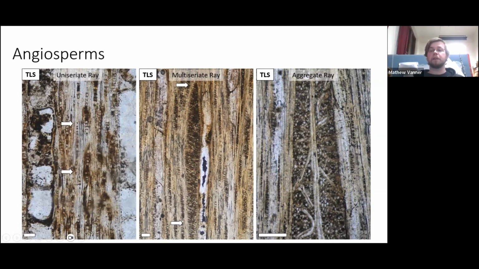They can also be aggregates, in which you have a bunch of smaller rays which have been aggregated together. In hand specimen, this looks like a single ray, but when you look at it underneath the microscope, you realize it's actually more than one ray.